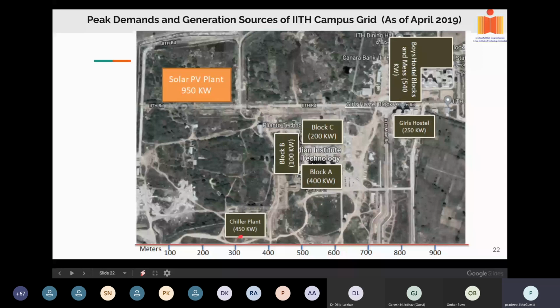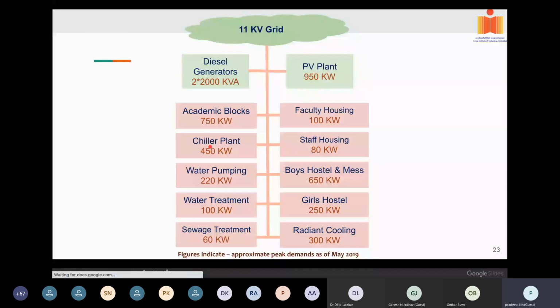The same thing I'm just showing in the form of a neat block diagram. Internally, we have an 11 kV network, and the 11 kV network consists of these diesel generators, 2 x 2 MVA, and a PV plant of 950 kilowatt. So these three are the supplies.